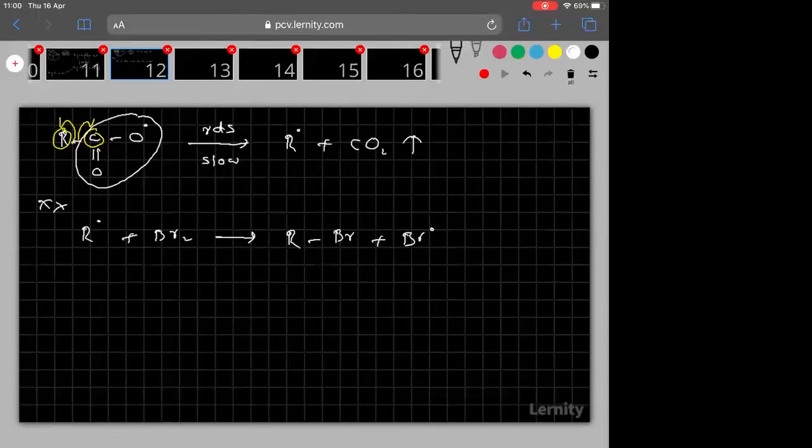If bromine is not taken in excess, then what happened? The R dot which is formed will combine with one more R dot and forms what? Alkane. But here we don't want alkane. What we want is bromoalkane, but we don't want alkane here. Therefore, bromine should be taken in excess in the reaction. Please take care. I hope you copied the mechanism.